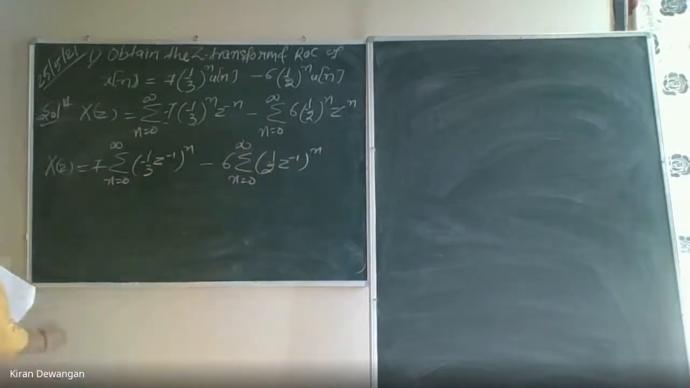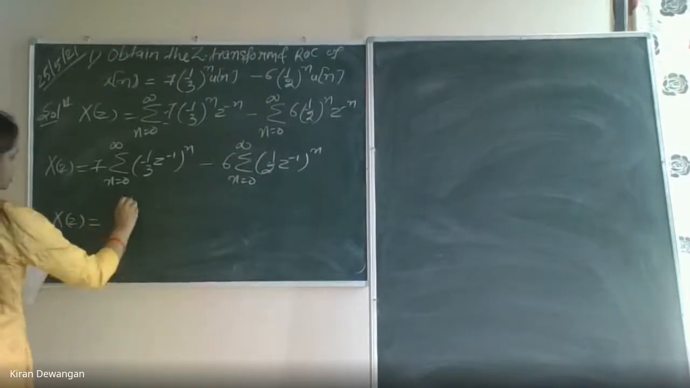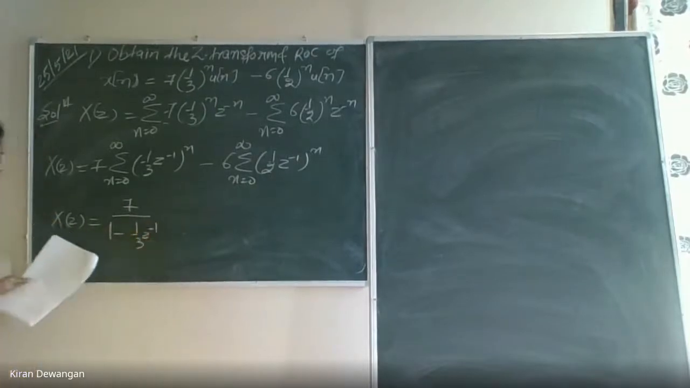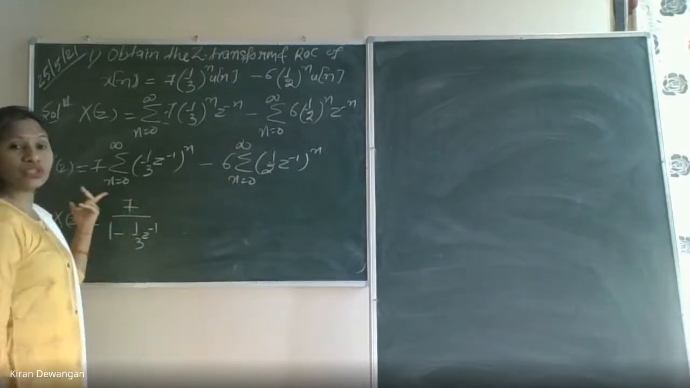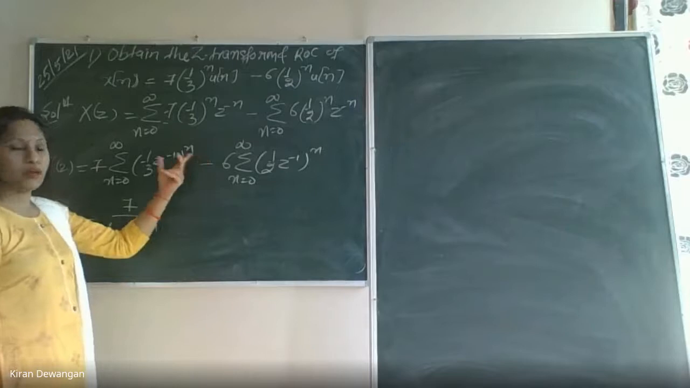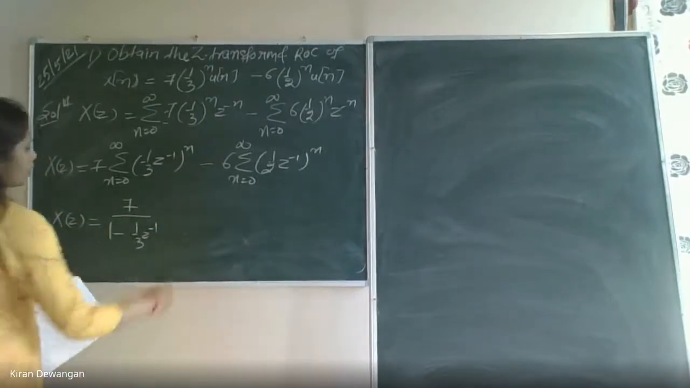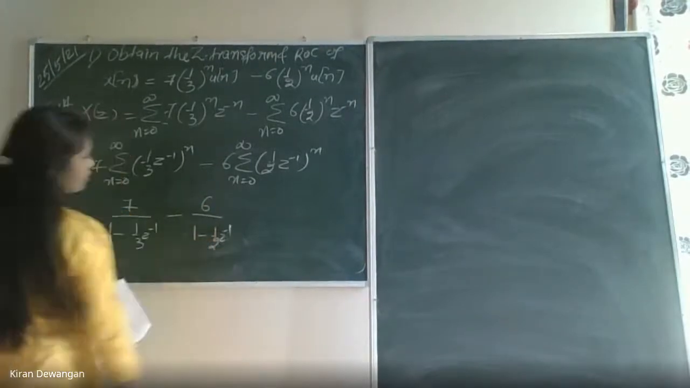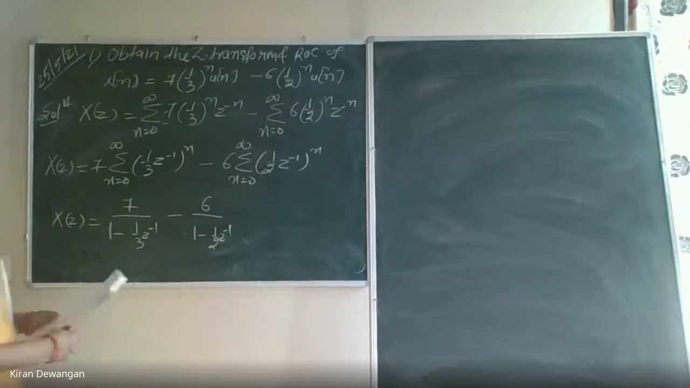Clear? Now further if we solve this one, this x of z becomes 7 by 1 minus 1 by 3 z to the power minus 1. As we all know, the answer of this summation, if it is n 0 to infinity something to the power n, becomes 1 by 1 minus that particular term. ठीक है? Minus 6 by 1 minus 1 by 2 z to the power minus 1. Now this is going to be my x of z. Clear? The z transform.